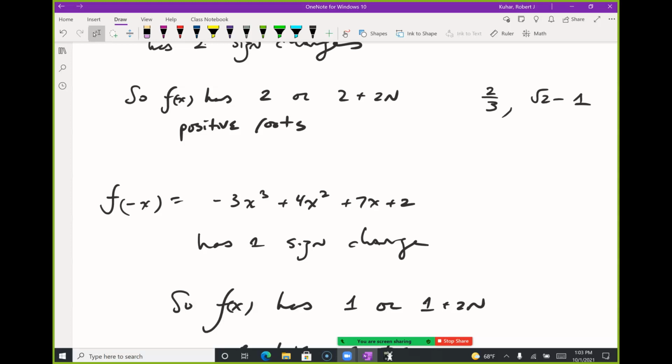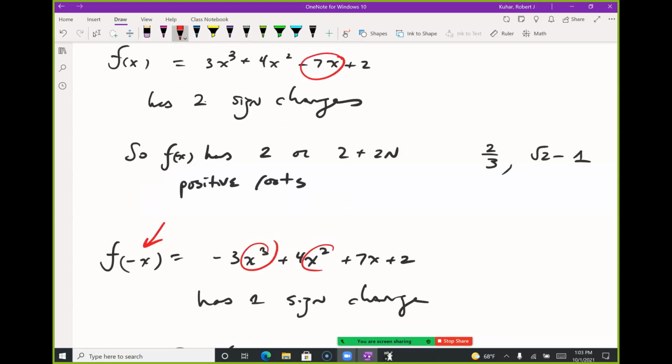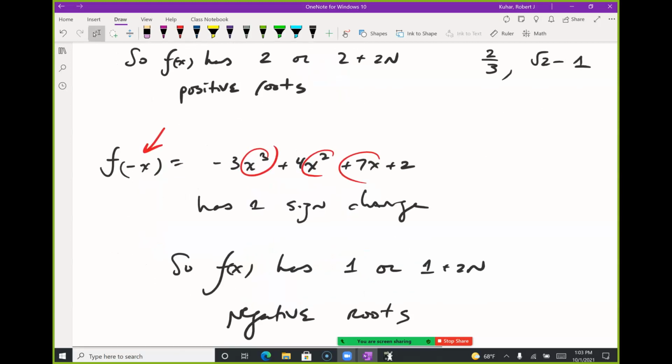Yeah, Ryan? Oh, so, like, you changed the first negative? Yes, remember I plugged in the negative x. So the 3x cubed turned to negative. The x squared stayed positive. The negative 7x switched, right? And the 2 didn't get affected at all. So only one sign change.